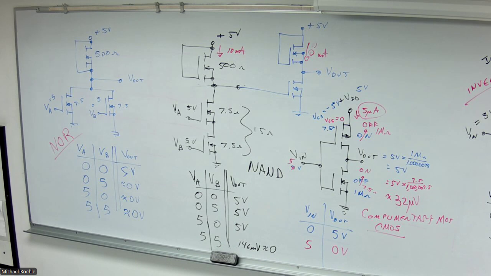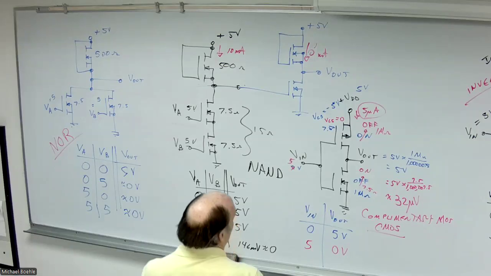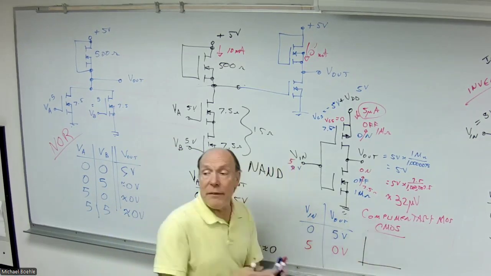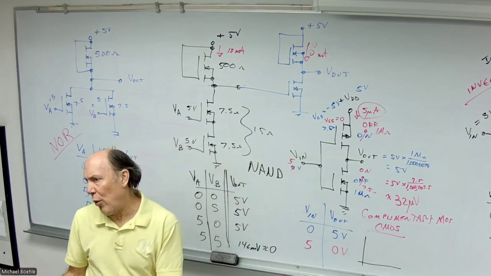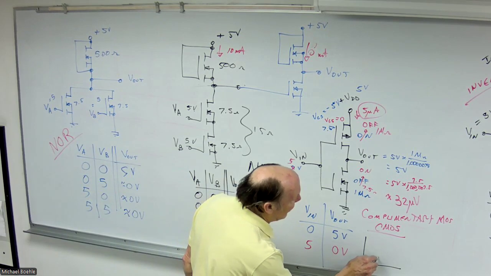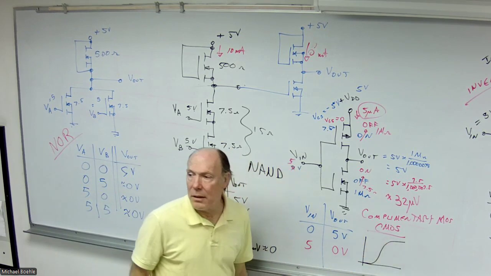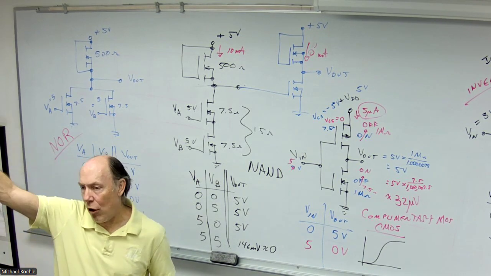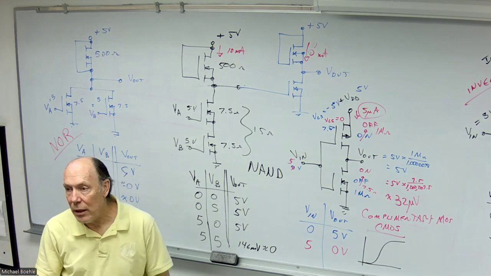The only time you're going to have any current flow at all, right? We think of a digital signal as just high or low. Well, in reality, there's a transition as it goes from high to low. There is some amount of what we call rise time, etc.